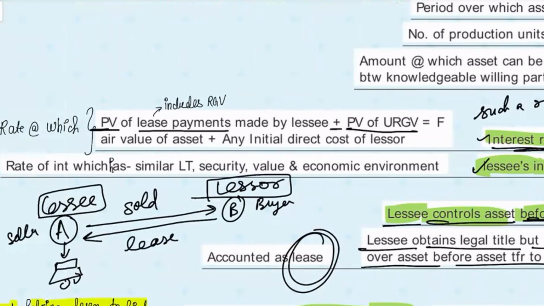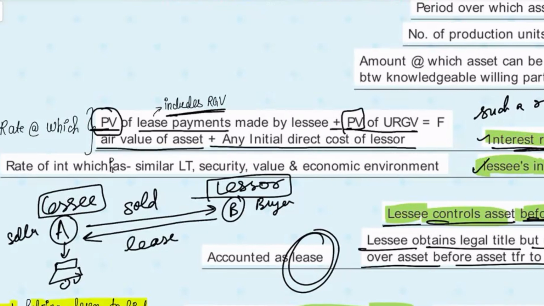So what does your present value of lease payment include? All your lease payments, all the kinds: fixed payments, variable payments, termination penalty, purchase price, your residual guarantee value, everything will get included in your lease payments. Okay, present value of that plus present value of any unguaranteed residual value, if it is there. If you add those both at that rate, it will be equal to the fair value of the asset plus any initial direct cost of lessor.